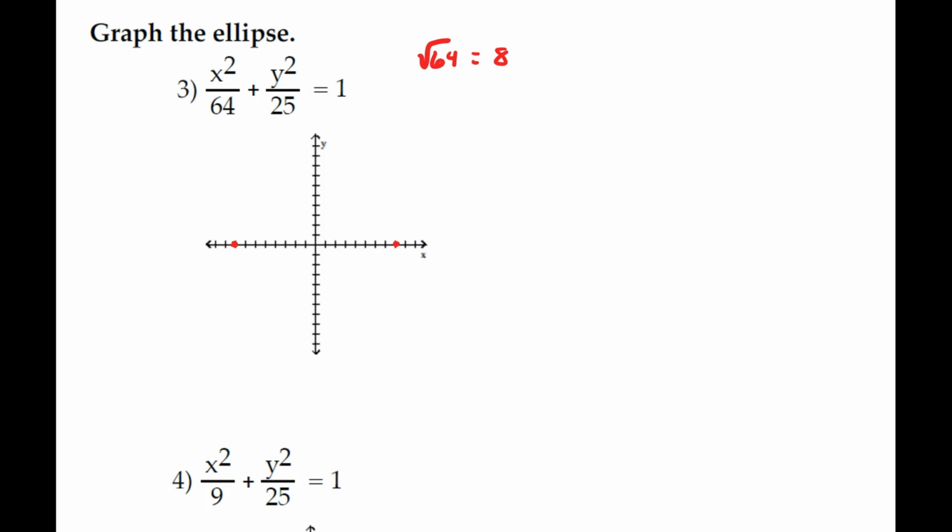Now to find the minor axis, all we're going to do is take the square root of 25, which is 5. So the minor axis we're going to write vertically. 1, 2, 3, 4, 5 units up, and 1, 2, 3, 4, 5 units down. So now all we have left to do really is connect the dots. That's what I'm going to do here.